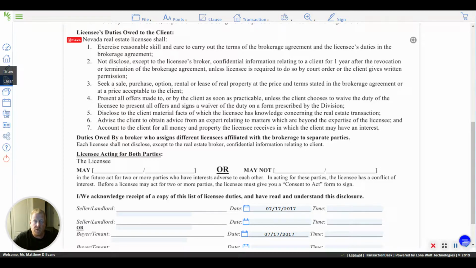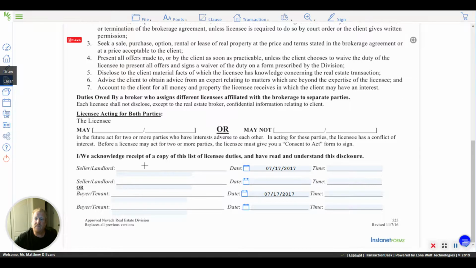I've been party to both, unfortunately. It's not something that I like to do, but it is something that does happen. So when we go through this, I'm going to ask you to select may, unless you're absolutely against it, and then select may not, where I won't be able to work on both sides. Once we get to that point, there will be another form called a consent to act that I will ask you to sign, to go over the conflict of interest and how I will operate along the terms of the contract. Once we're done with that, basically the form's done.